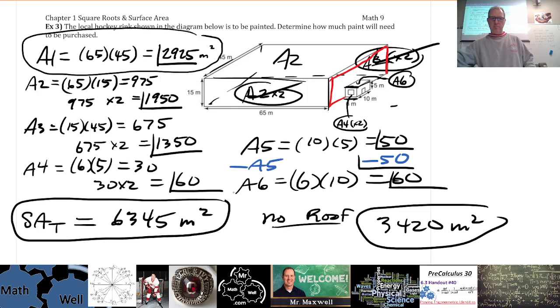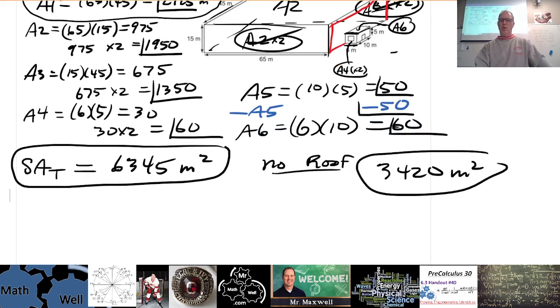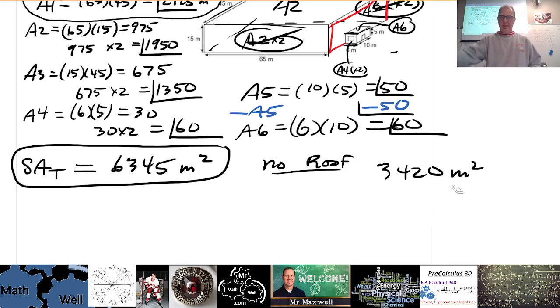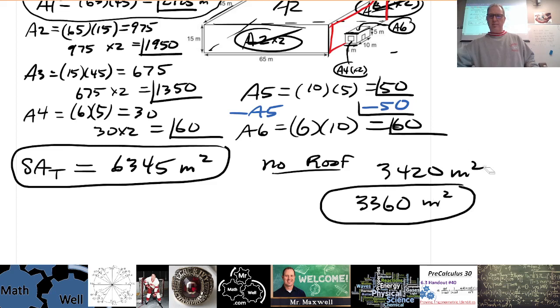With the roof, if you're painting the roof, then it's going to be this much. 3360. Oh yeah, if you take away the small roof too, that's the other part. You might have to take away the small roof, that might be shingled as well. So no roof would actually be, good job you guys, that's going to get me to the notes that I have. What's that area? A6 is 60. All right, so minus 60, what do we get there? 3360. That is the correct answer with no roof. 3360 meters squared. Excellent.